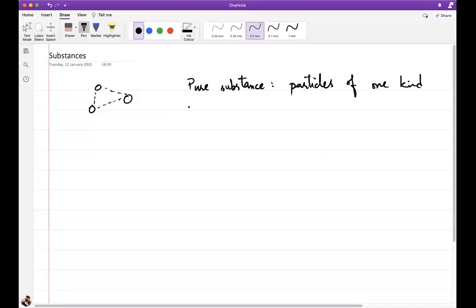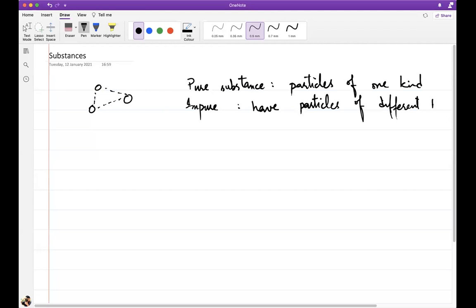A pure substance is when you have particles that are of one kind. Now, this is a very vague statement. I haven't described what particles are. I haven't described what we mean by kind, but it is deliberately left to be so because there's a lot of room for explanation here. Similarly, impure substances are the ones that have particles of different kind.